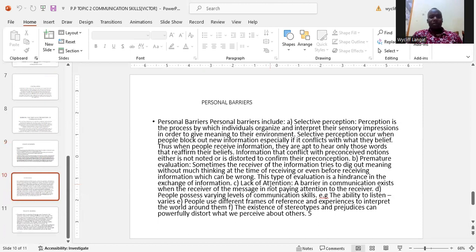We have personal barriers. Personal barriers include selective perception. Perception is the process by which individuals organize and interpret their sensory impressions in order to give meaning to their environment. Selective perception occurs when people block out new information, especially if it conflicts with what they believe.